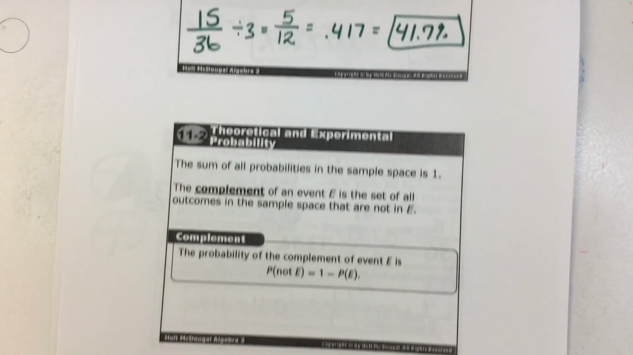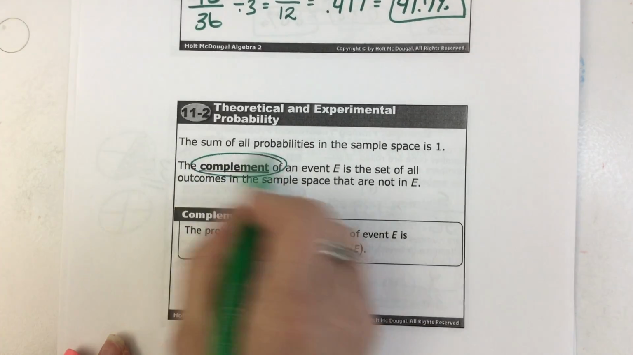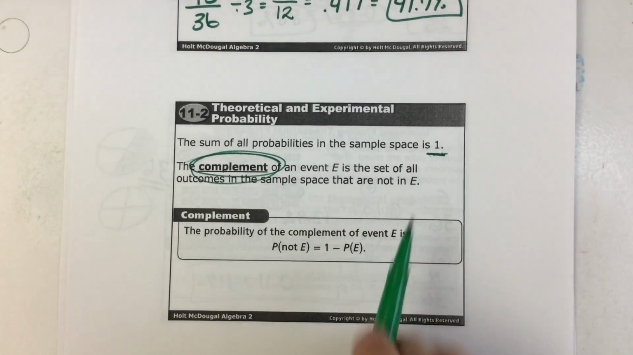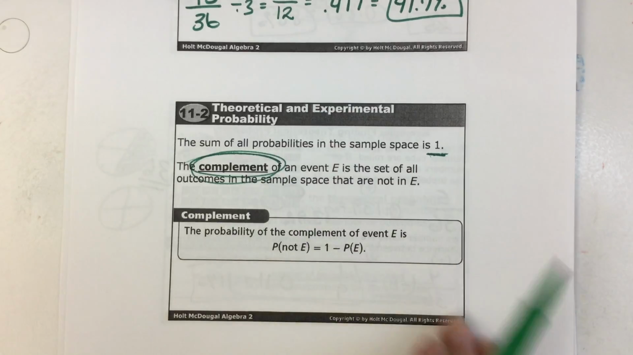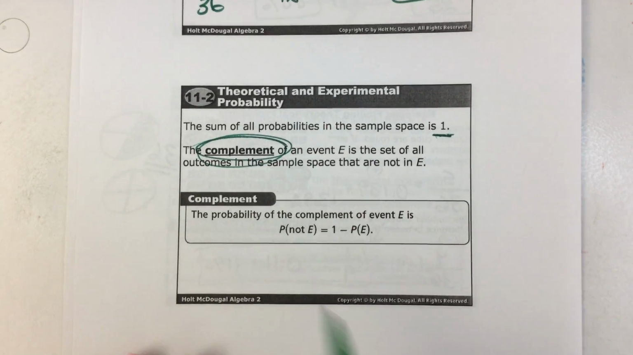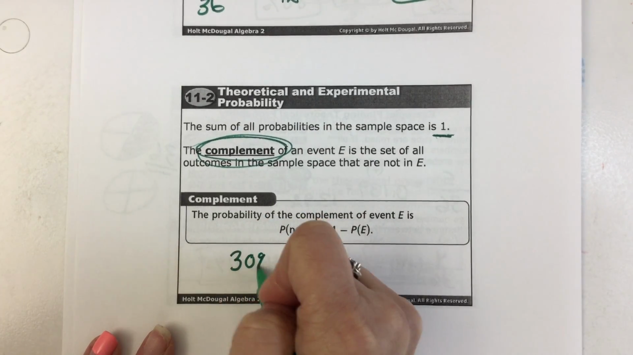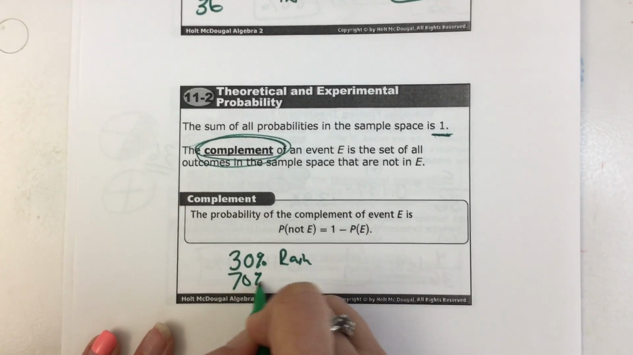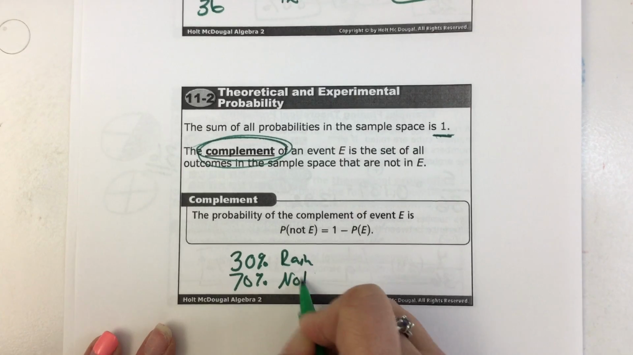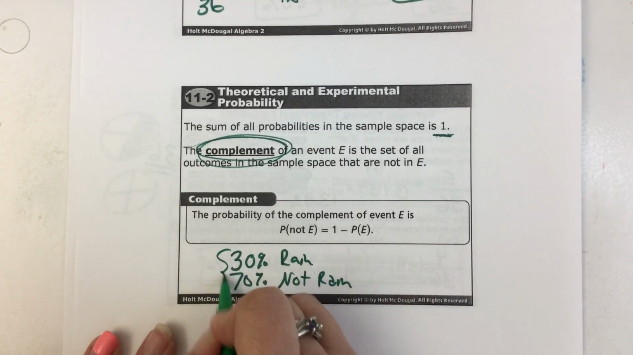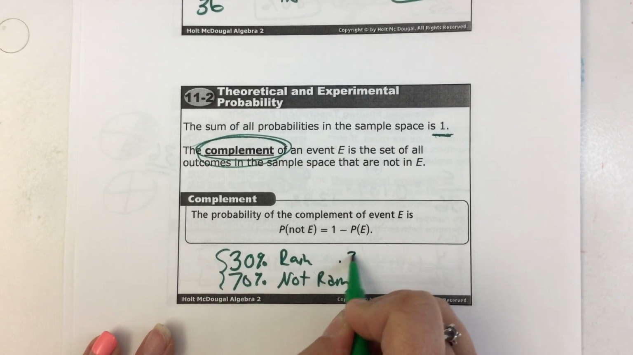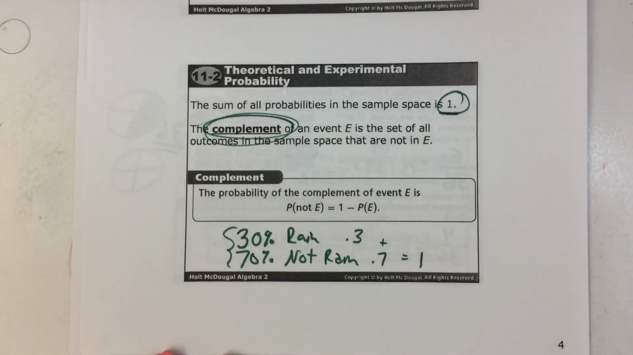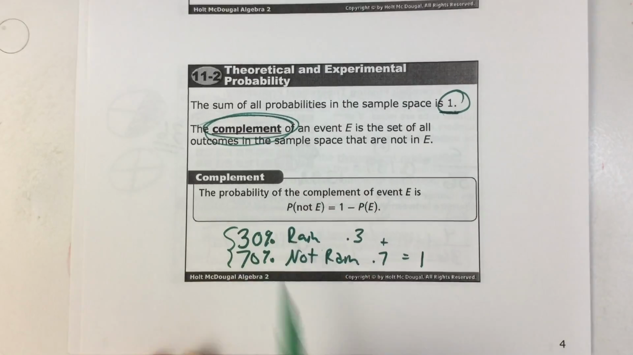Okay, one cool thing when you're doing probability, if you add up all of the items of a sample space, you should always get 1. Now that's called a complement, and a lot of it is common sense. So let's say that I say there's a 30% chance of rain today. Well, that means that there's a 70% chance that it will not rain. So if I take them in decimal form, 0.3 plus 0.7 equals 1. That's what they're talking about. So you have to think of complements.